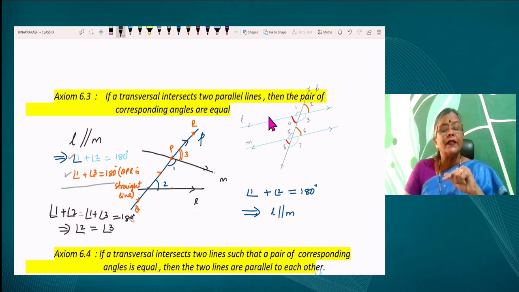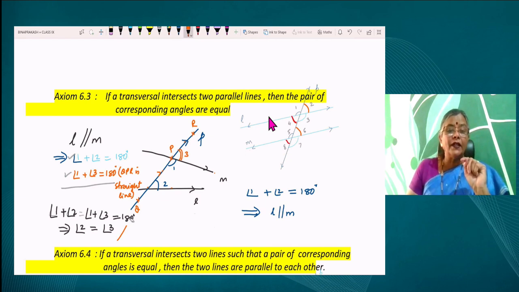So that says that whenever you come across two parallel lines, any pair of corresponding angles you take will always be equal. What are the other pairs that you find here? What are the other pairs of corresponding angles? 4 and 8 will also be equal. Another pair, 2 and 6. I'm sorry, I took this example and explained it here. I took a different numbering here. Is it clear?